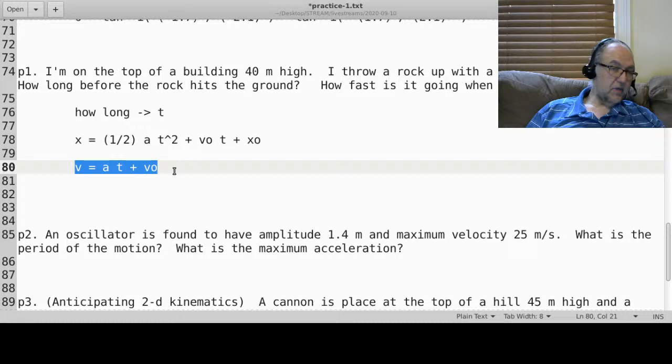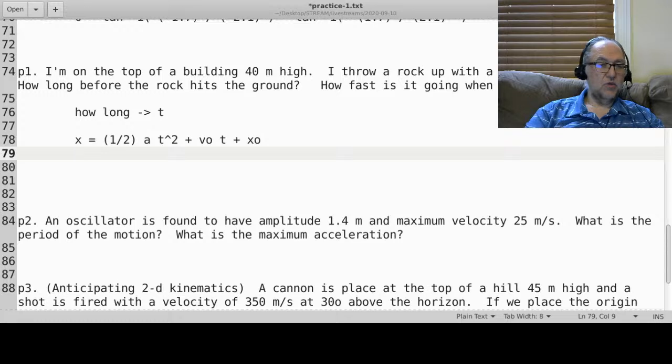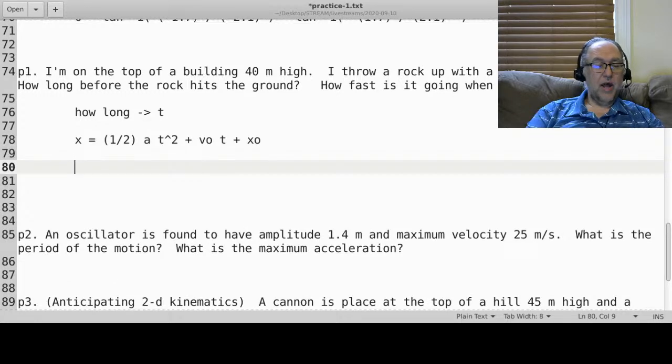Because if you put 0 there, you would solve for time, but it would be a totally meaningless time. So there's no way around it. You got to use equation 1. You're going to have to solve that quadratic problem.